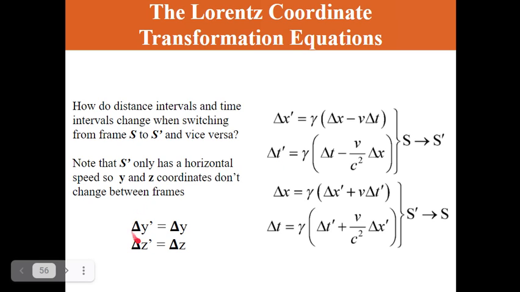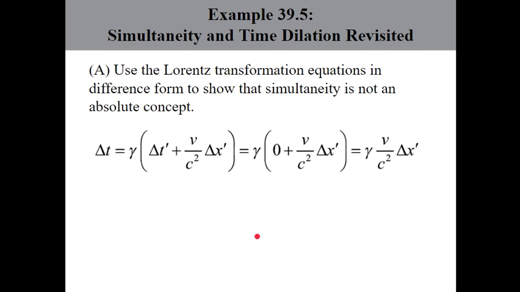And still, because the speed's only horizontal, then distances in the y and z direction don't change, so the distance intervals there won't change either. So in this example, just kind of showing you how simultaneity is built into the Lorentz transformations. In this case, they're saying that in the boosted frame S prime, they're seeing two events happen at the same time with some space interval, some distance between the events, delta x prime.